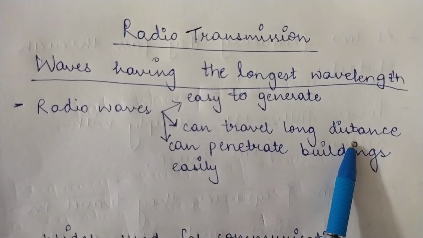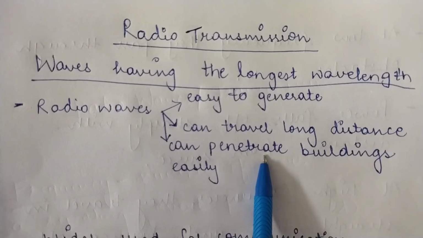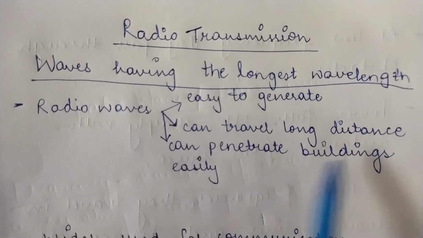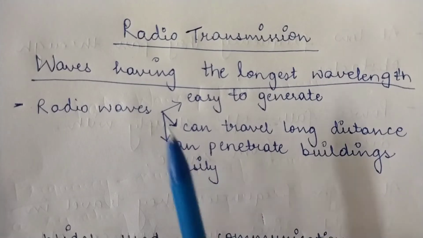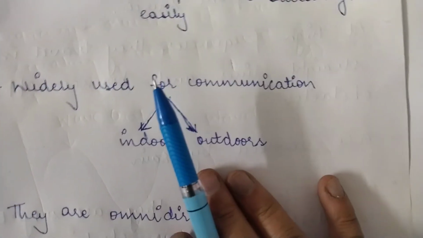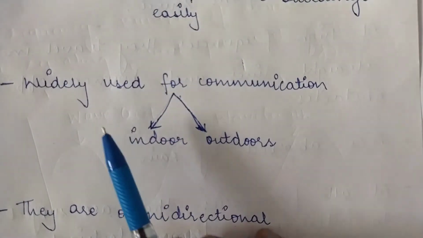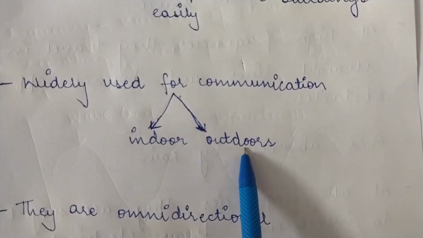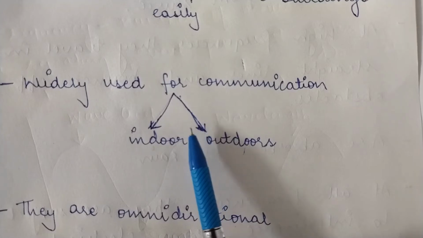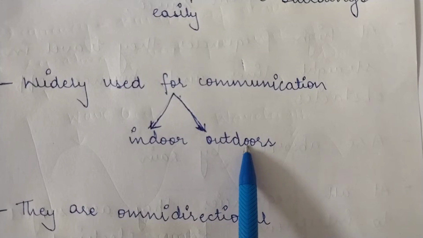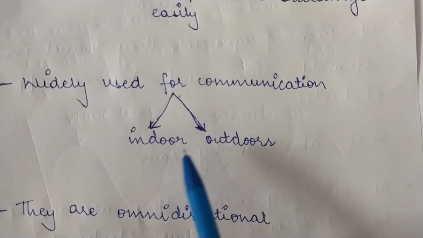When we want to travel long distances, we know that we will have obstacles in between, we may have tall buildings. So if these waves can penetrate buildings easily, even better. So these are the three important characteristics of radio waves. Now, where are they used? The radio waves are basically widely used for communication both indoor and outdoors, right? So there is no restriction on whether they will be used only indoors or only outdoors. They can be used both indoors and outdoors.